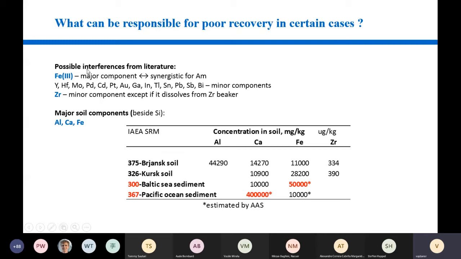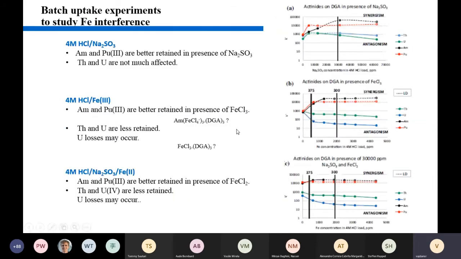So we checked the literature, and there are a lot of possible interferences on the DGA separation. There is only one element which is really a major component, and this is iron. And we checked the major components of the soil samples, which are aluminium, calcium, and iron. And we found that one of the sediment samples can be regarded as a high iron content sample, and the other sediment sample can be regarded as a high calcium content sample. So therefore, we thought that calcium and iron can be responsible for losses.